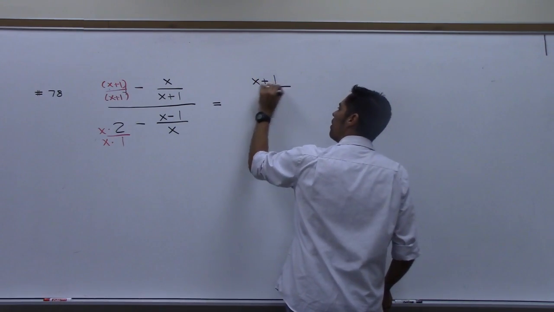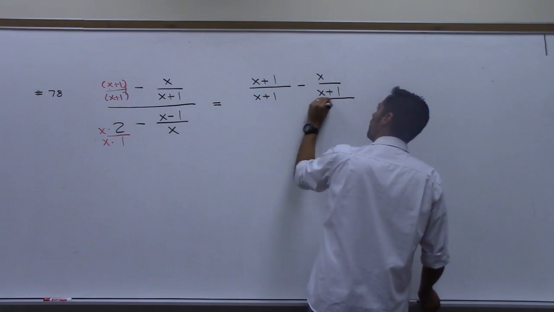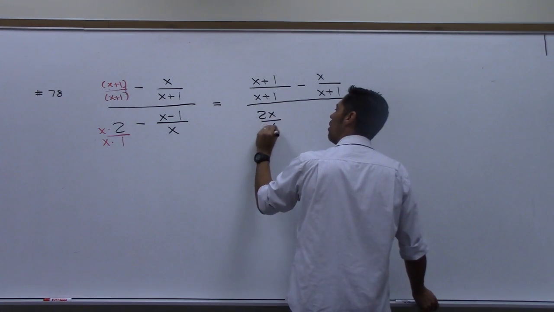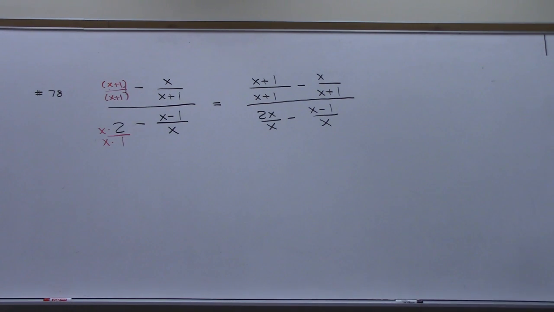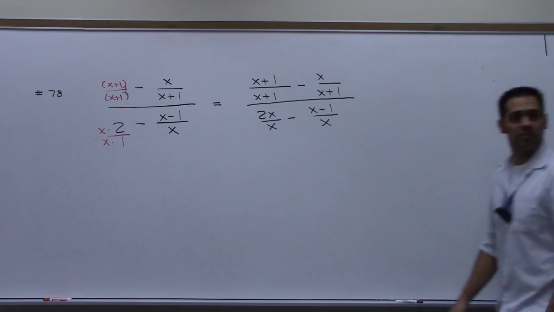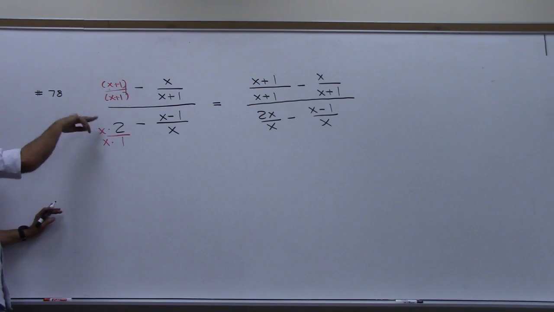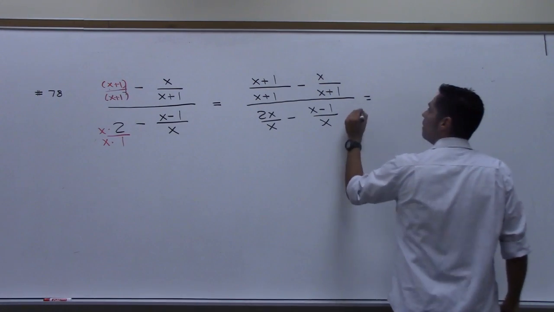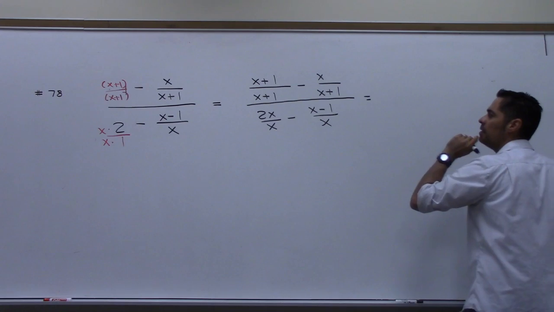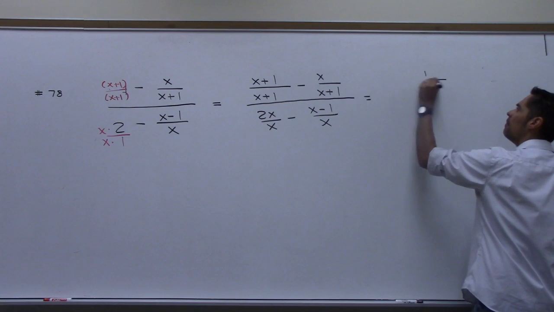All right, let's put them together. X plus 1 over x plus 1 minus x over x plus 1, and then 2x over x minus 1 over x. It was a 2, so I wrote it as a 2 over 1 so that I could create a fraction out of it, x on top and bottom. Combine on top. Oh, hey, that's good. What happens there? X plus 1 minus x. The x's are gone. Just 1 on top.